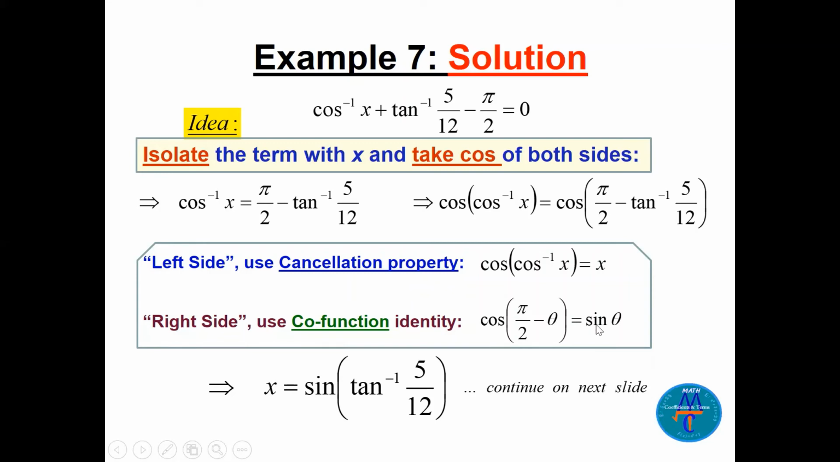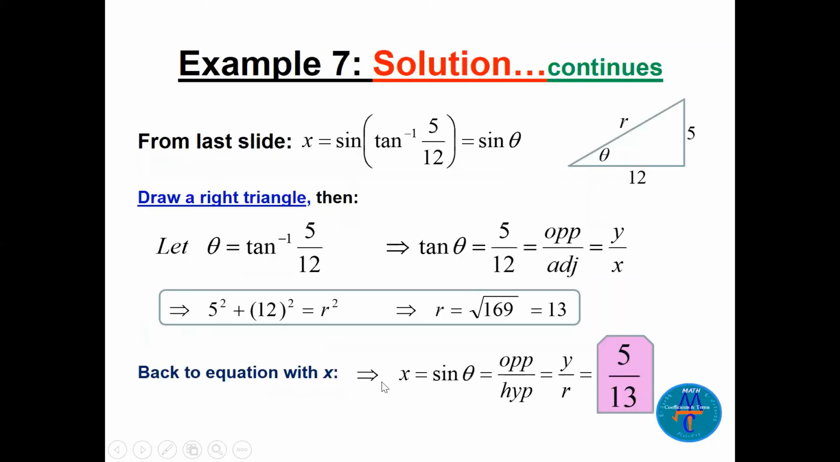See, we get sine from here, from co-function. Sine of this angle here. See, that's an angle. Let's look in the next slide and see the idea. So I would say let theta be tan inverse 5 over 12. See, that is theta here. Take tan on both sides now. So tan theta will be 5 over 12.